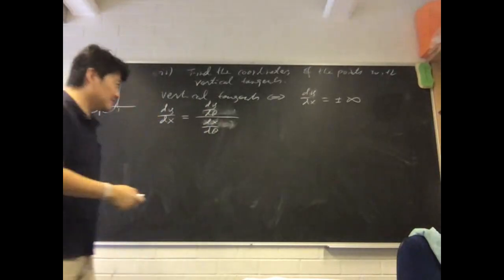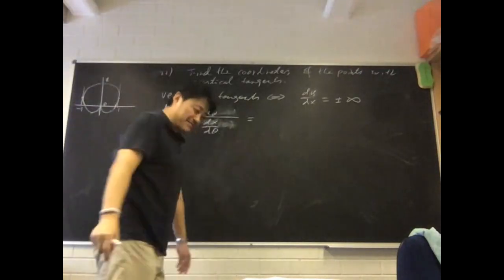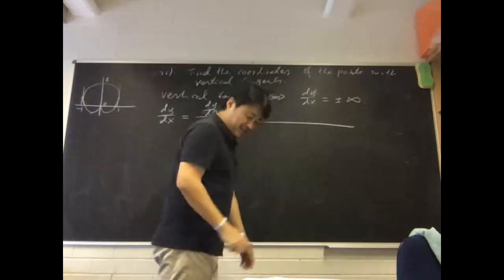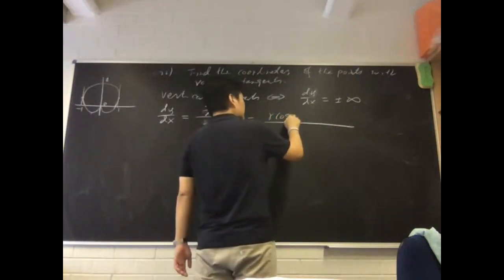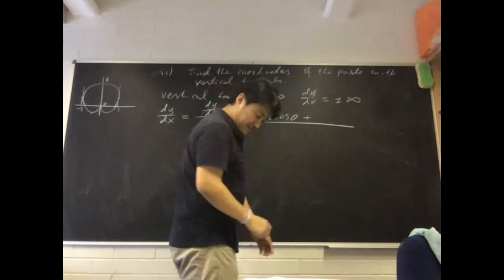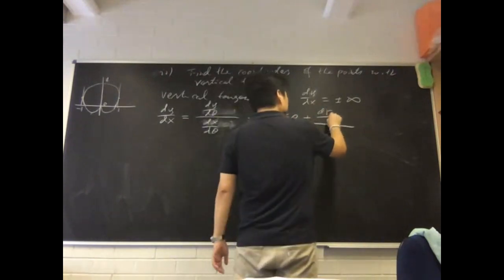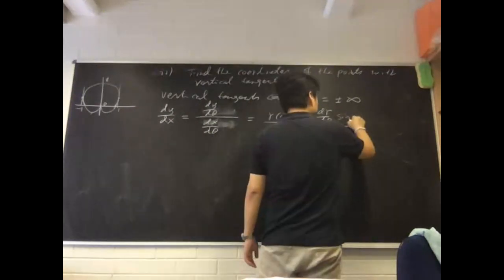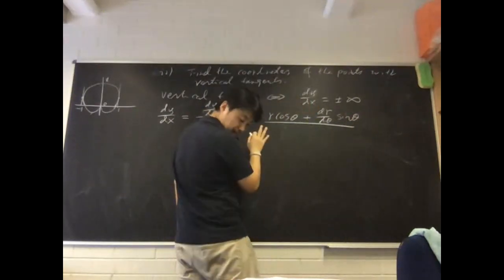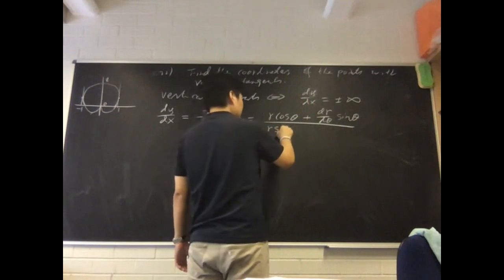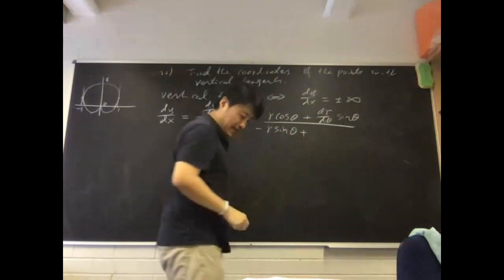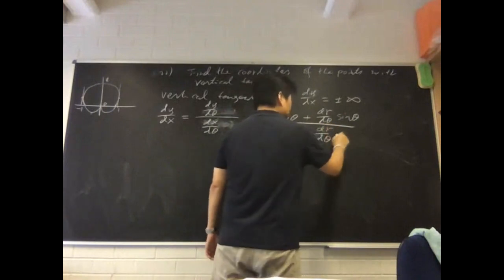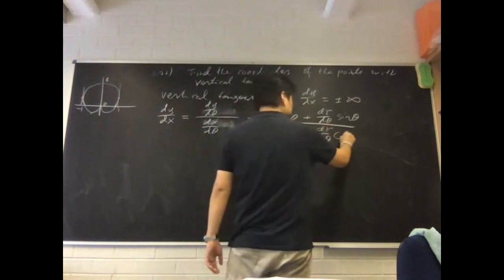Or your lecturer might have actually given you a formula. So it is r cosine theta plus dr/d theta sine theta, then negative r sine theta plus dr/d theta cosine theta.